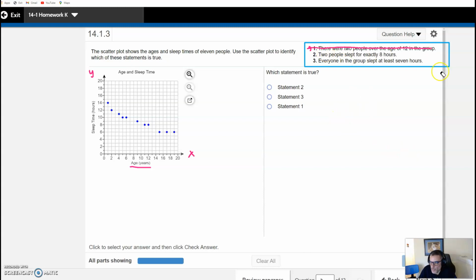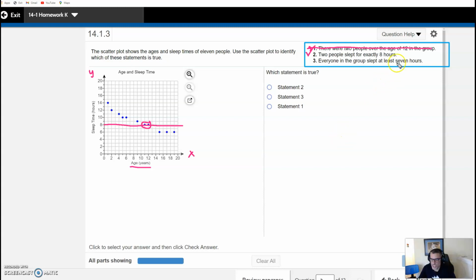All right, 2 people slept for exactly 8 hours. So if I go to the sleep side and I find 8 and I go over, look at that. I have 2 people right there between an 11-year-old and a 12-year-old that slept exactly 8 hours. So this one is definitely true. I'm going to go ahead and just check the last one anyway.